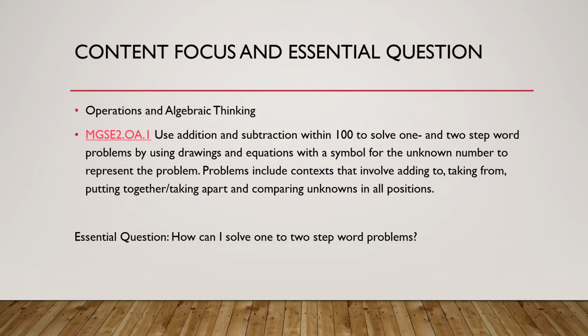So our content focus is operations and algebraic thinking. Use addition and subtraction within 100 to solve 1 and 2-step word problems by using drawings and equations with the symbol for the unknown number to represent the problem. Problems include contexts that involve adding to, taking from, putting together, taking apart, and comparing unknowns in all positions.